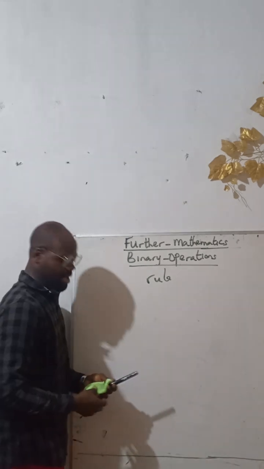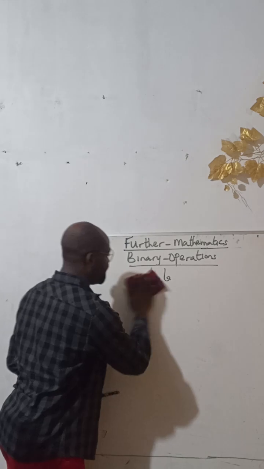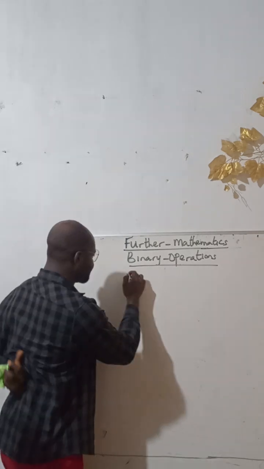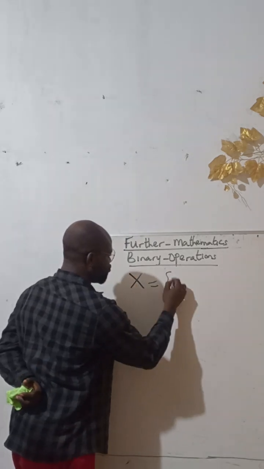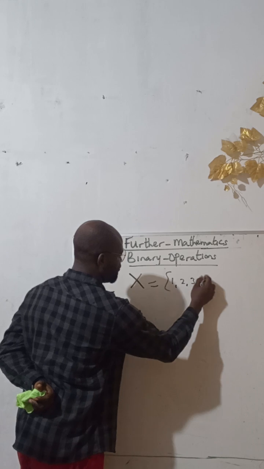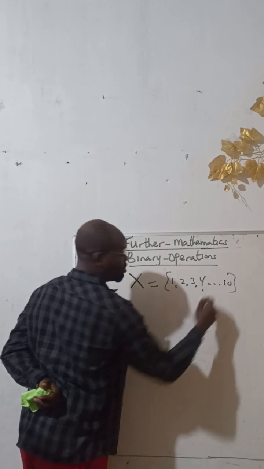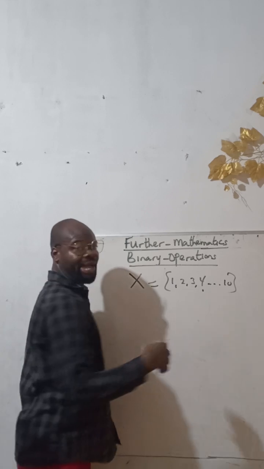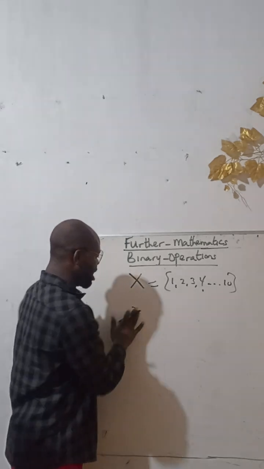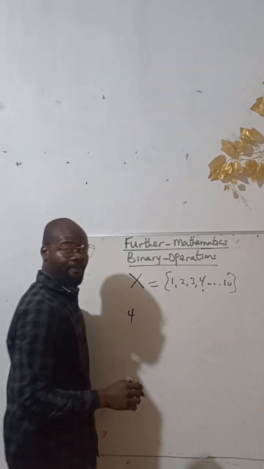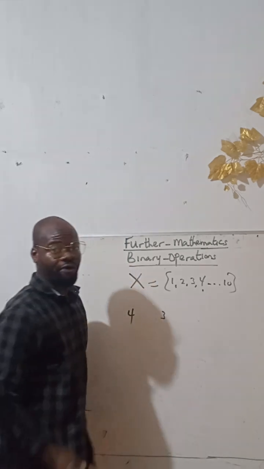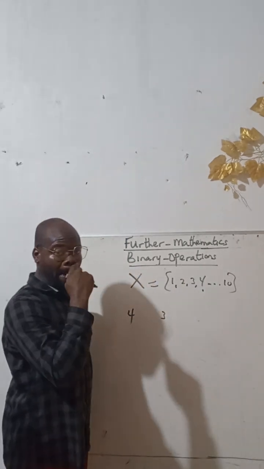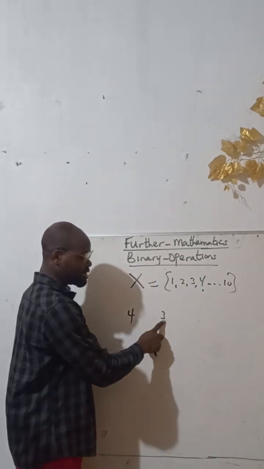So let me give you an example. Let's say we have a set x equals 1, 2, 3, 4, and up to 10. Understand me now? And I choose two elements from this set. Let me choose 4 and 3, for example. So I have the first element and the second element.